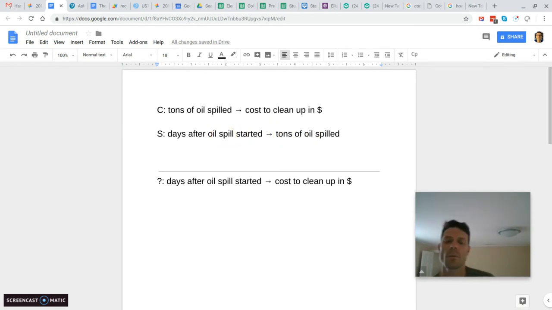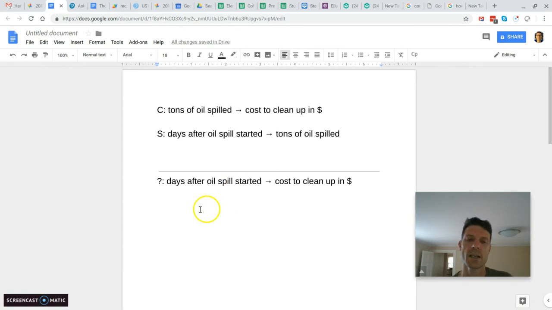Then from there, we need to arrive at the cost to clean up. And which of these functions has the cost to clean up as the range value? It's C. Now, of course, what makes this all work? If you just had two functions that had the right domain and the right range, it wouldn't work unless the output of the first function is the input of the second function. So that's why we can just look at the domain and range, because the output of S is the same as the input of C.